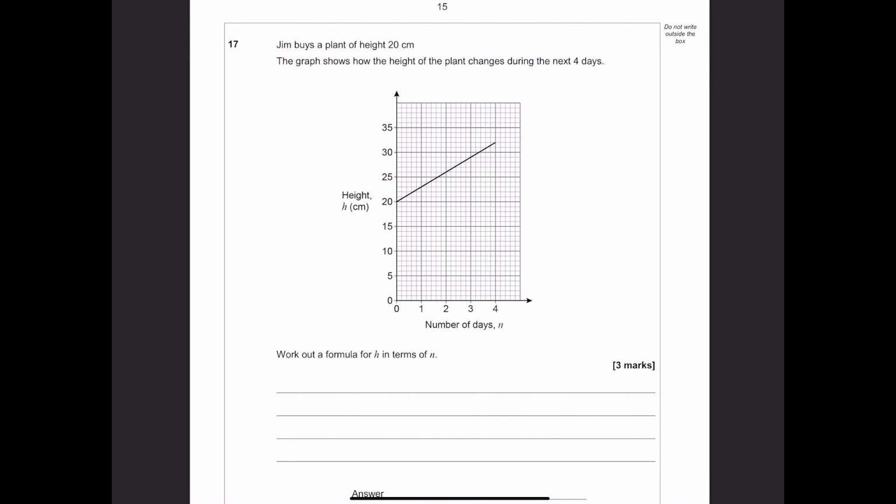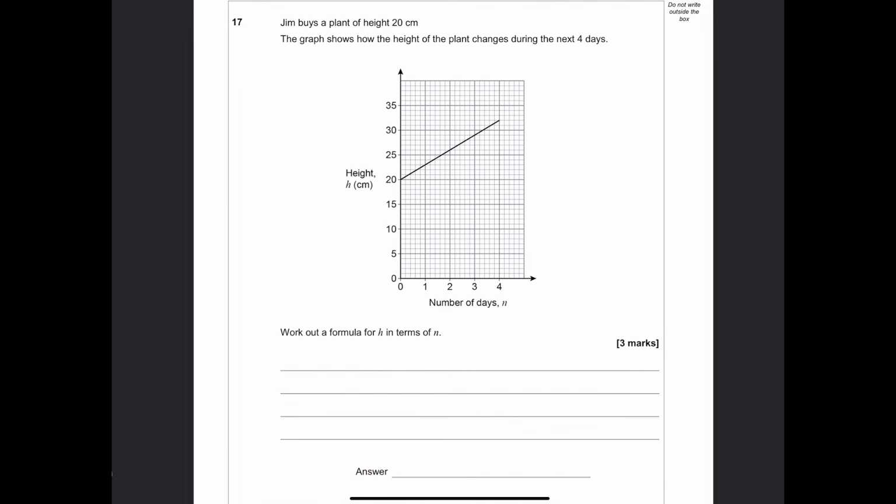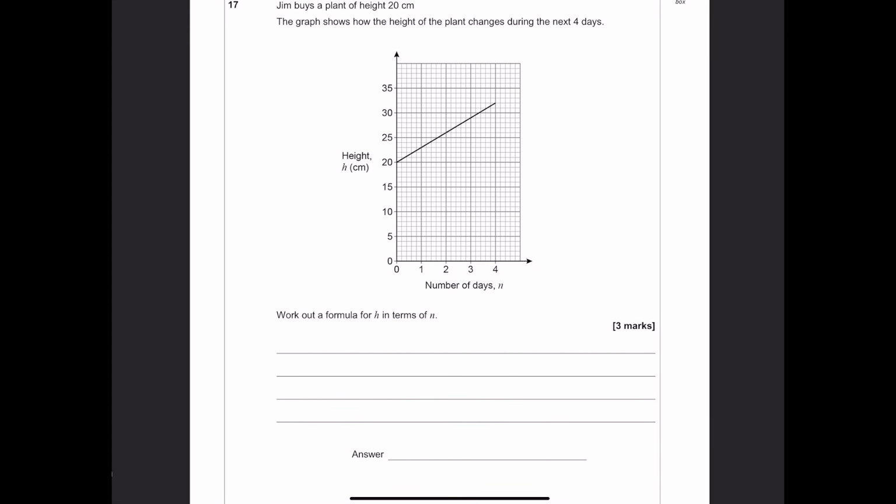Jim buys a plant of height 20 centimeters. The graph shows how the height of the plant changes during the next 4 days. Work out the formula for h in terms of n. So whenever you see a question where we need to find a formula or an equation and it's got a graph, think of y equals mx plus c. Our c value is our y-intercept. That's going to be 20. So I'm just going to write that first. And then it's going to be plus whatever the gradient of that graph is multiplied by n. So something n, and we're going to find out what that number is.